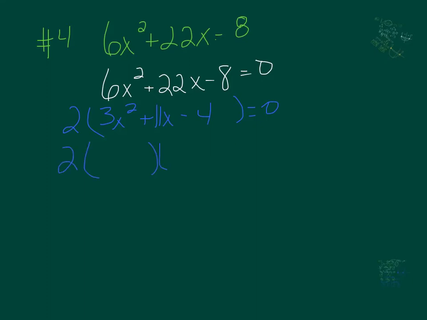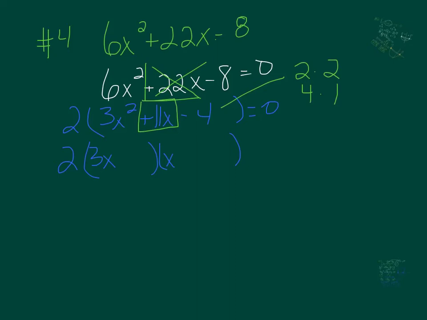I'm going to reverse FOIL. I could guess 3x and x. Now here, with the 4, I could guess 2 times 2 or 4 times 1. But remember, my magic number is not 22. What am I doing? My magic number is 11. I'm trying to make an 11. What's the fastest way to make 11? 3 times 2 and 2 times 1? Or 3 times 4 and 1 times 1?